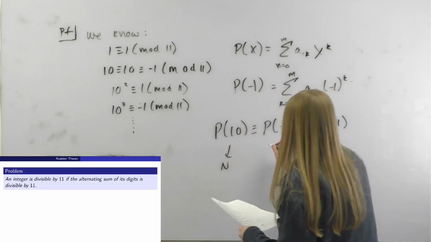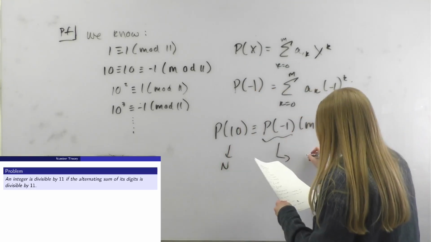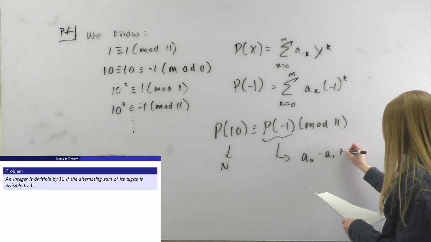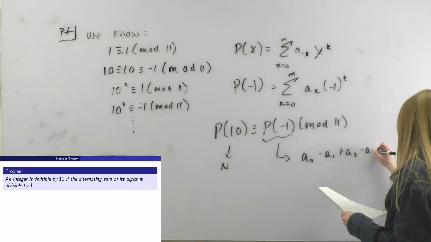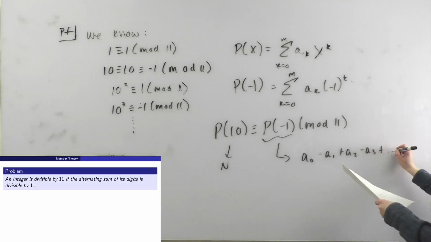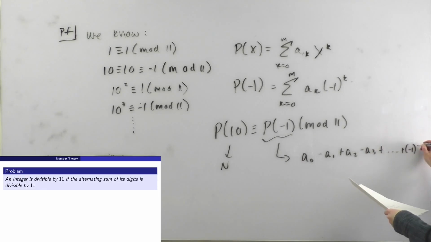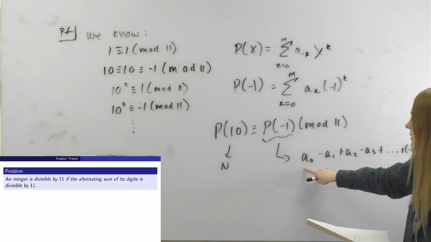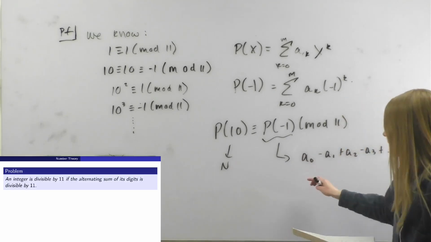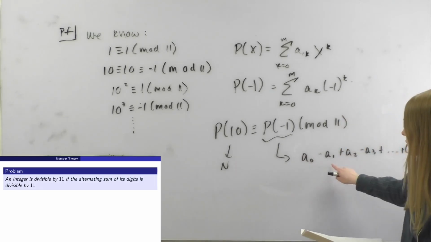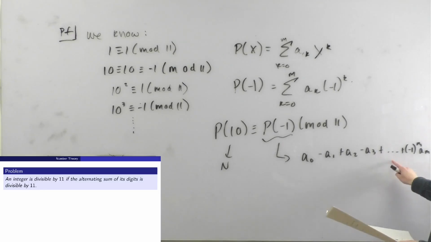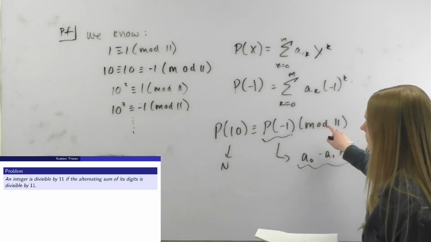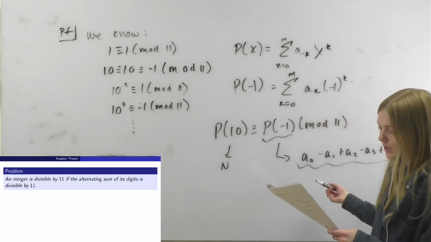This is just a base 10 number. This part is cool. So this is just going to be a0 minus a1 plus a2 minus a3. You see where it's going? Plus dot, dot, dot, plus minus 1 to the m, a_m. So this is just like taking the digits of this number. You start with the ones digit, you subtract the tens, add the hundreds, and so on and so forth. And so if this number is divisible by 11, then the original number is divisible by 11.